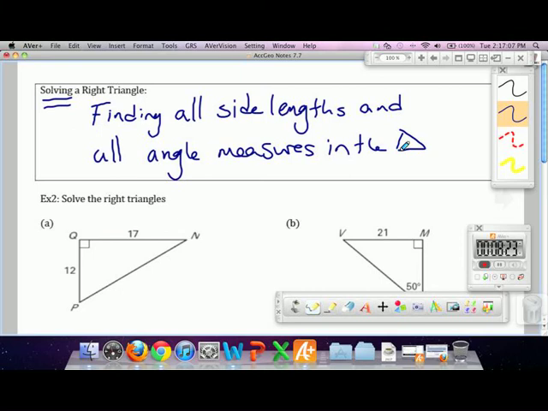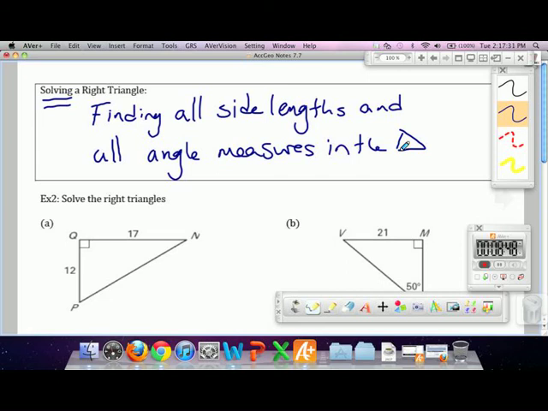Okay. So if we give you a right triangle, if you know 3 parts of it, we can find the rest, for sure. We need 3 of the 6 things. There's 3 sides and 3 angles. If we can know 3 of them, we can find the other 3.